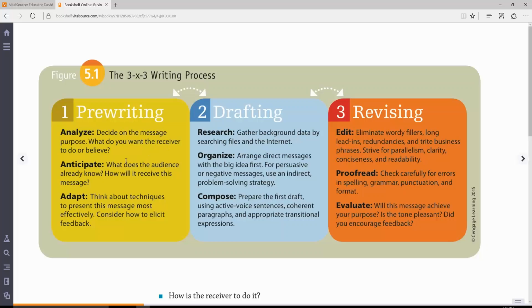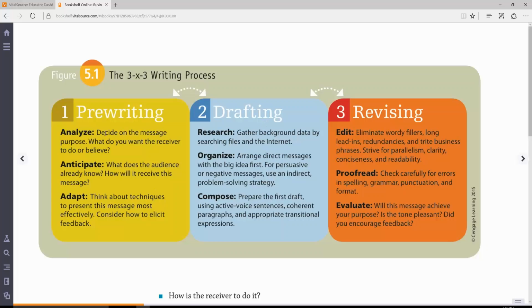What do you want the receiver to do or believe once they get it? What does the audience already know? How will it receive this message, it being the audience? Think about techniques to present this message most effectively and consider how to elicit feedback.